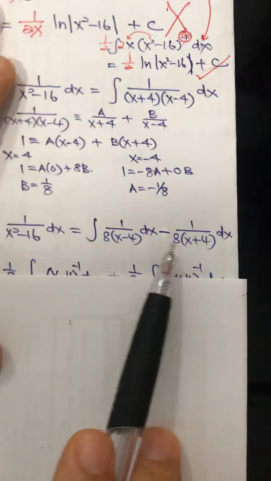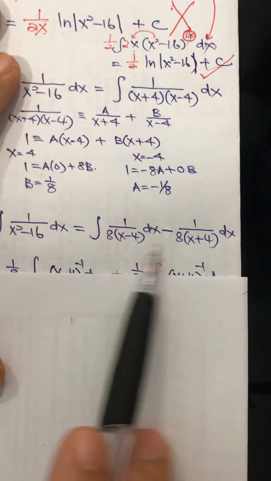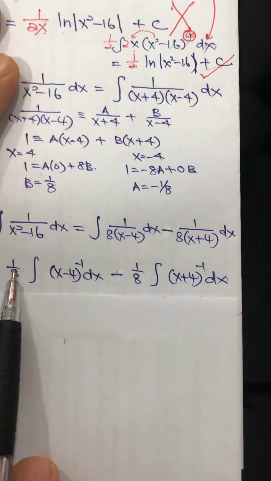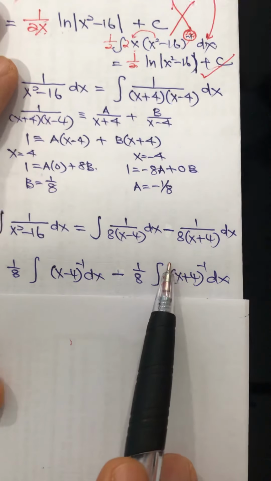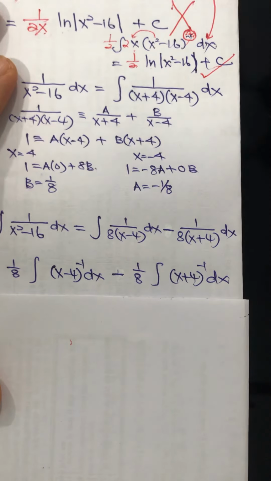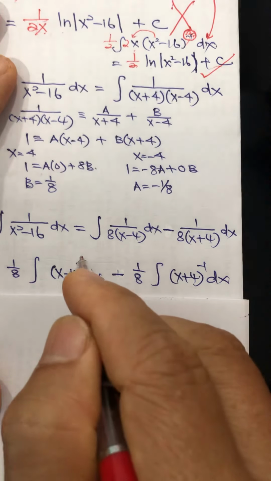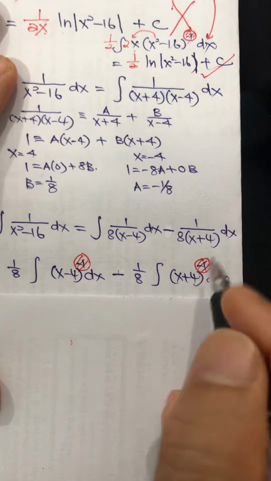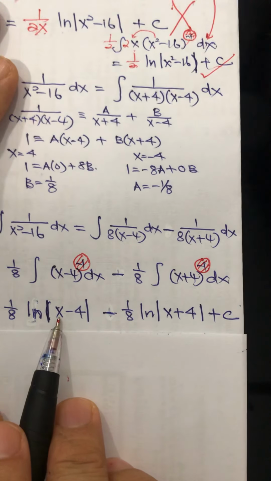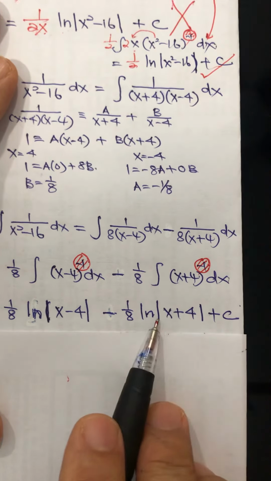Okay, then after that, now I'm going to integrate this. This is the same one. So 1 over 8, I take out, x minus 4 to the power negative 1, negative 1 over 8, then this also x plus 4 to the power negative 1. Now I'm going to integrate the negative 1. When I integrate the negative 1, I do ln: ln modulus x minus 4, ln modulus x plus 4.